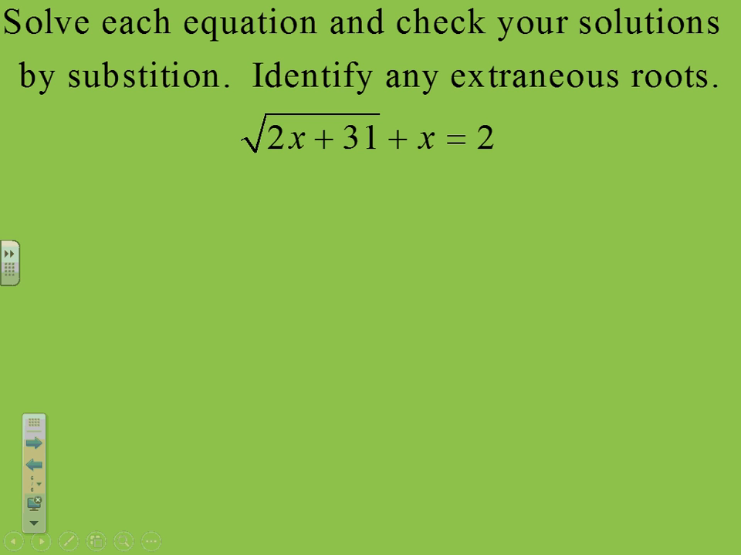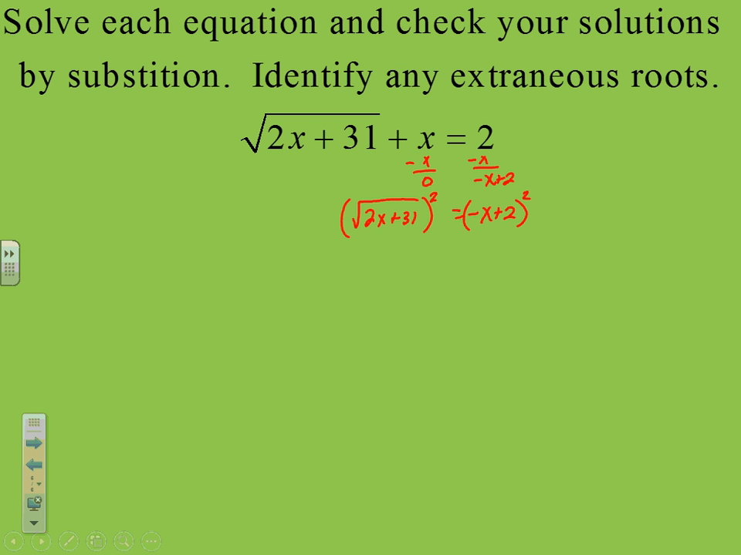Now, the first thing we need to do is isolate the square root symbol. So in order to do that, I'm going to take this x and move it to the other side. So here goes 0, here I get negative x plus 2. So this is going to give me negative x plus 2 on the right side and the square root of 2x plus 31 on the left side.